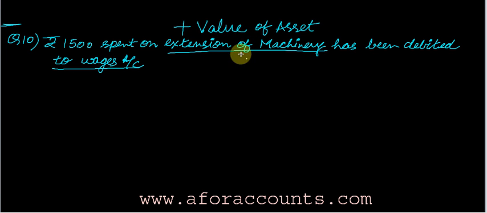Whatever is put, if some tools are used, some wages are used, whatever it is, till the new thing is put to use, whatever the expenses are, you need to add them to the value of the asset. But what they have done, they have debited it to the wages account, but it is not actually wages which has been paid. It has been paid for extension of machinery, and so ideally machinery account should have been debited. So again my steps: right entry, wrong entry, reverse entry, and rectified entry.